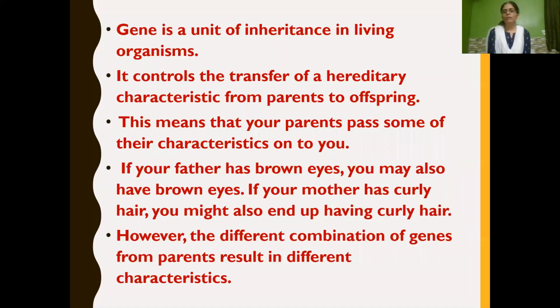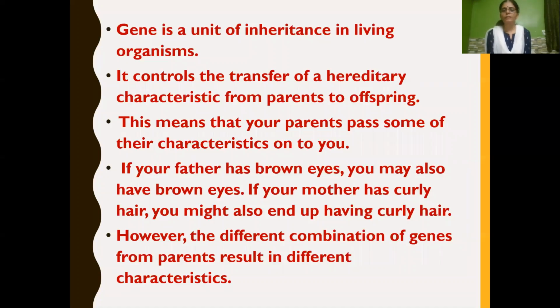Now let us learn in detail about genes. So we know that a gene is a unit of inheritance in living organisms. That is, it controls the transfer of hereditary characters from parents to offspring. Offspring means the younger, next generation. And this means that our parents pass some of their characters to us, isn't it?